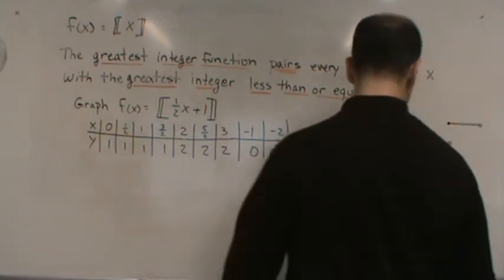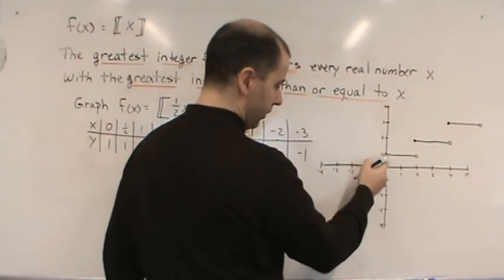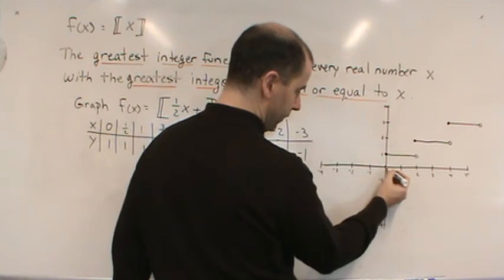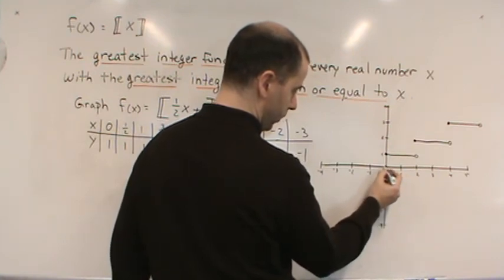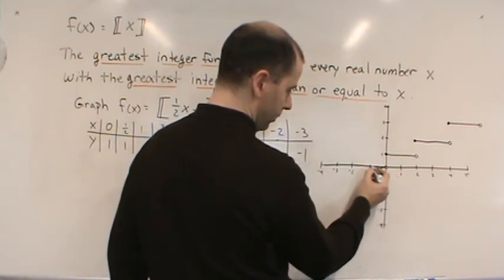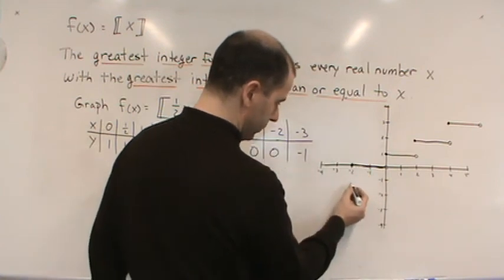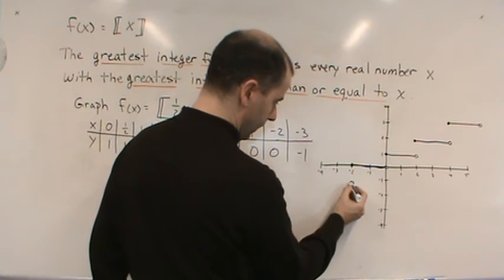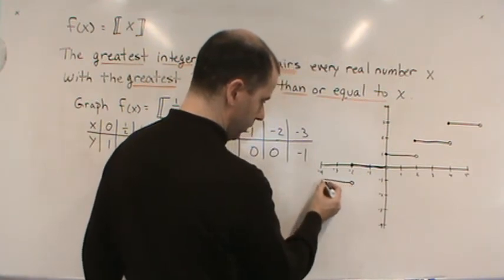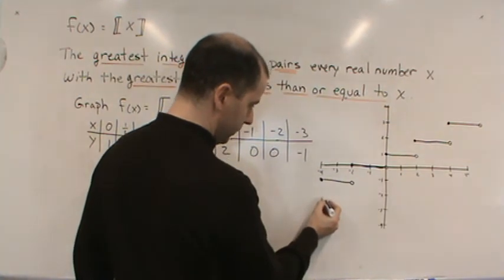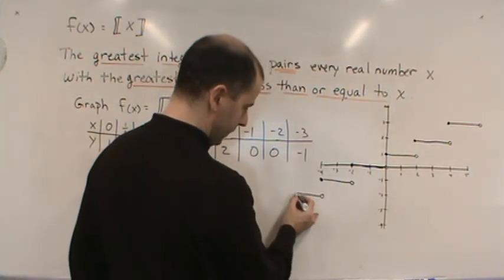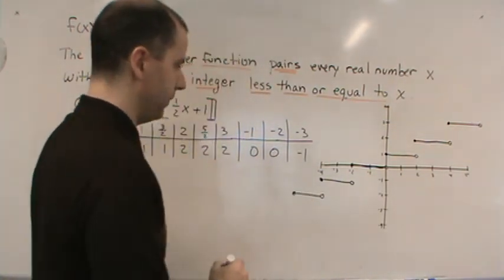And now you can go backwards too, because now here it's going to jump down here, and we're going to have an open circle here, and it's going to go from 0 to -2. And then it's going to jump down to -1, and it's going to go from -2 to -4, and then it's going to jump down again. And it's going to keep going like that.